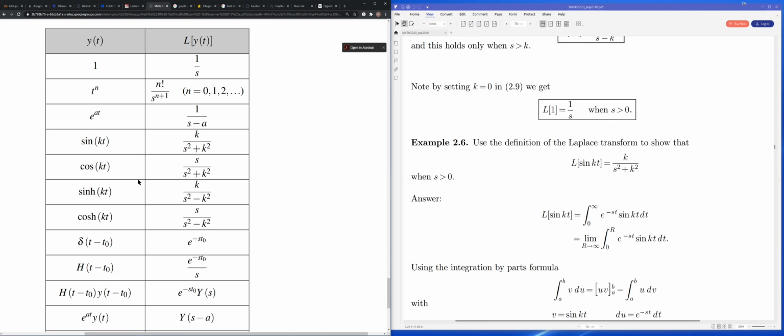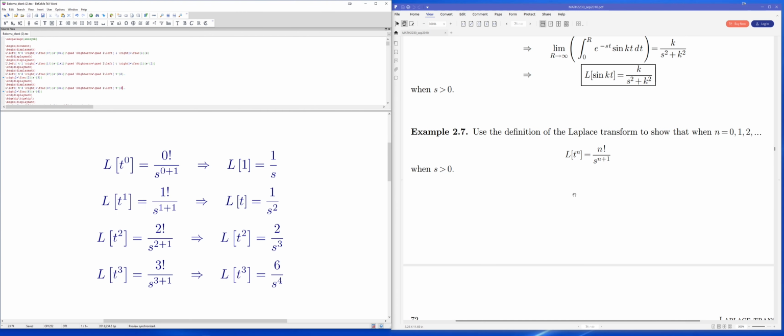You could also compare the sine and the hyperbolic sine. The formulas are basically the same, except in the case of the sine you have s squared plus k squared on the bottom, and in the case of the hyperbolic sine you have s squared minus k squared on the bottom. Similarly, you could compare the Laplace transforms of the cosine and the hyperbolic cosine. In this case it's s on s squared plus k squared, and in this case it's s on s squared minus k squared.